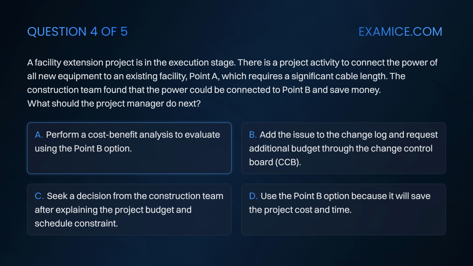Option A. Perform a cost-benefit analysis to evaluate using the point B option. Option B. Add the issue to the change log and request additional budget through the change control board. Option C. Seek a decision from the construction team after explaining the project budget and schedule constraint. Option D. Use the point B option because it will save the project cost and time.